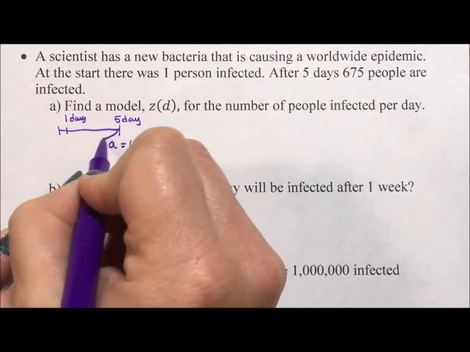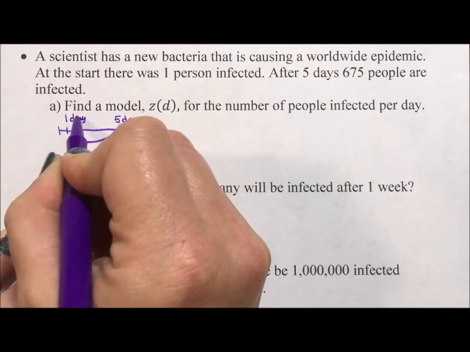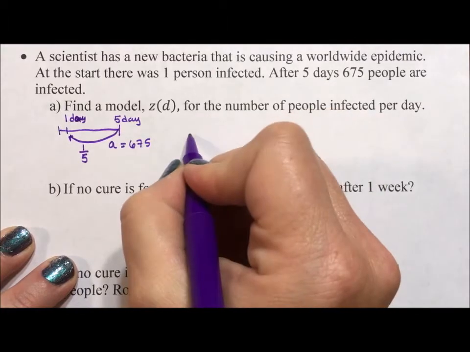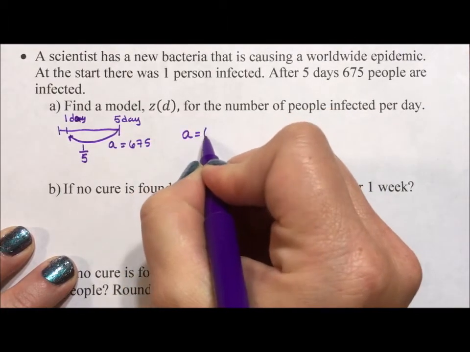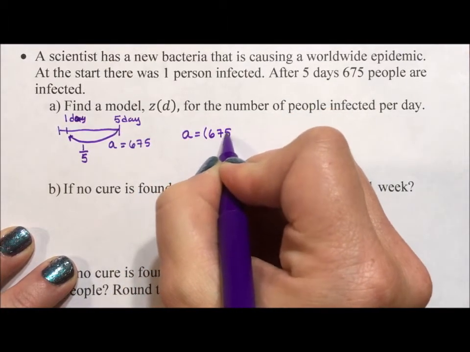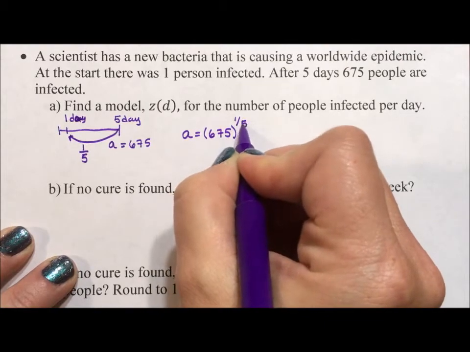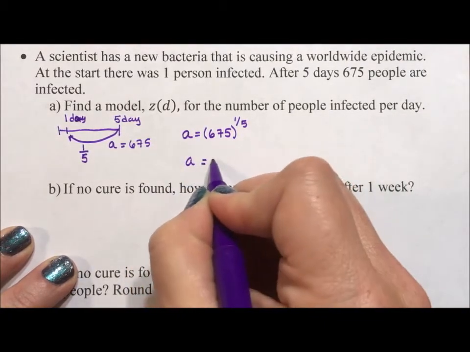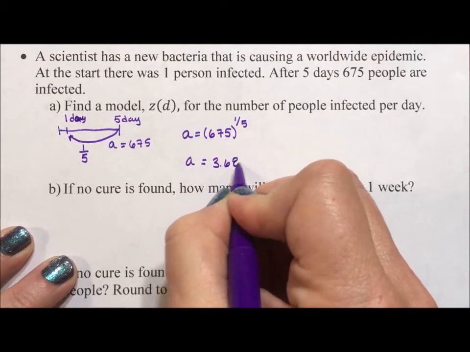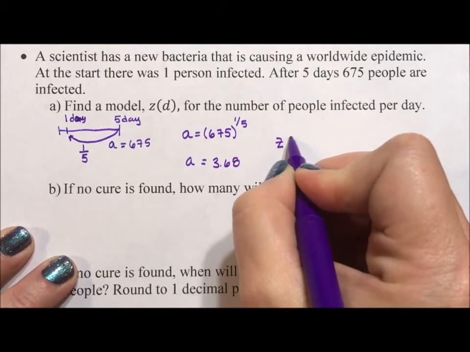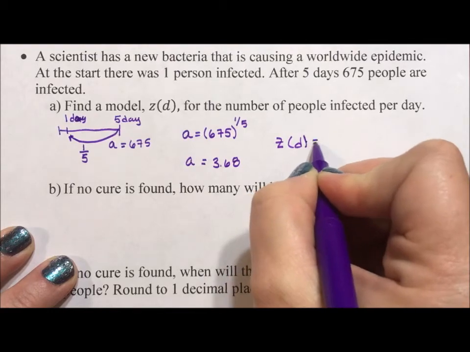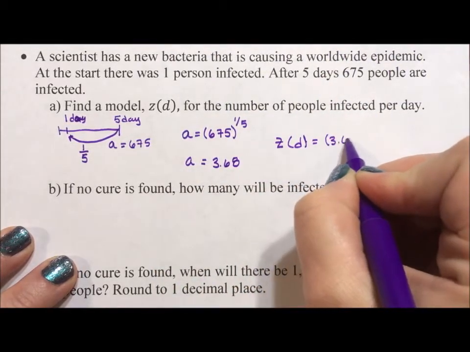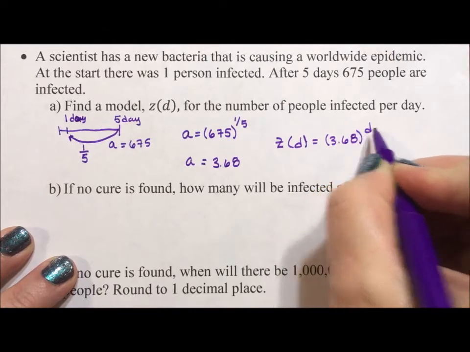And to go from 5 days down to 1 day, this is 1/5 of the time. So the growth factor that I need is 1/5 of this 675. So that A is going to equal about 3.68. My model is going to be Z of D equals, I start with 1, I don't need to write it, times 3.68 to the D.